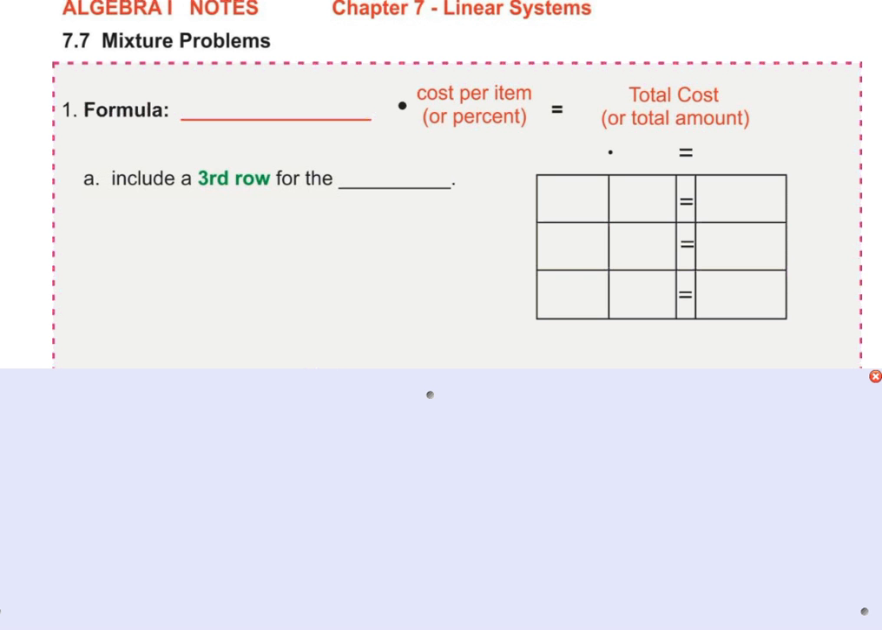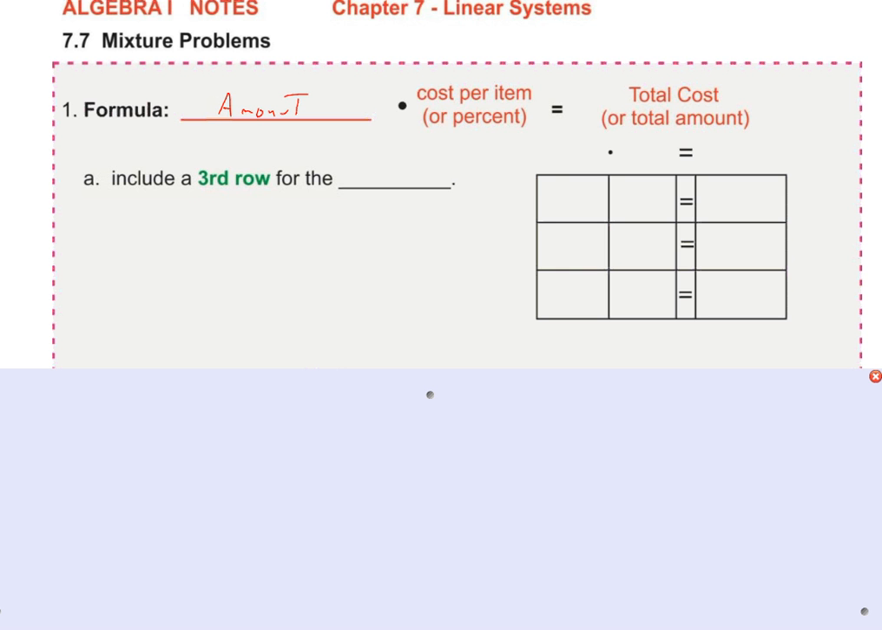This one's a little bit more difficult to give you a set type equation. But basically, it's the amount times the cost per item, which sometimes will be a percent, will equal the total cost or a total amount or a total of the things. So there's a lot more variation in this kind of problem. Although that's the general idea, and you'll see they tend to go that way.